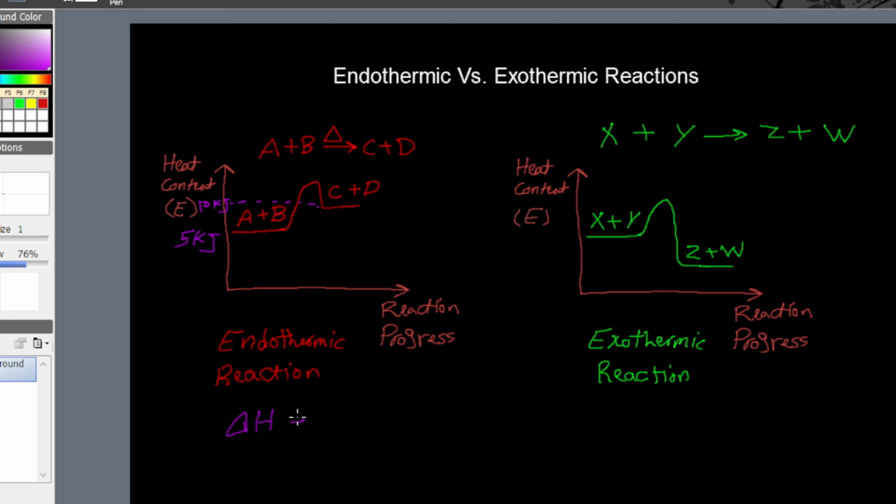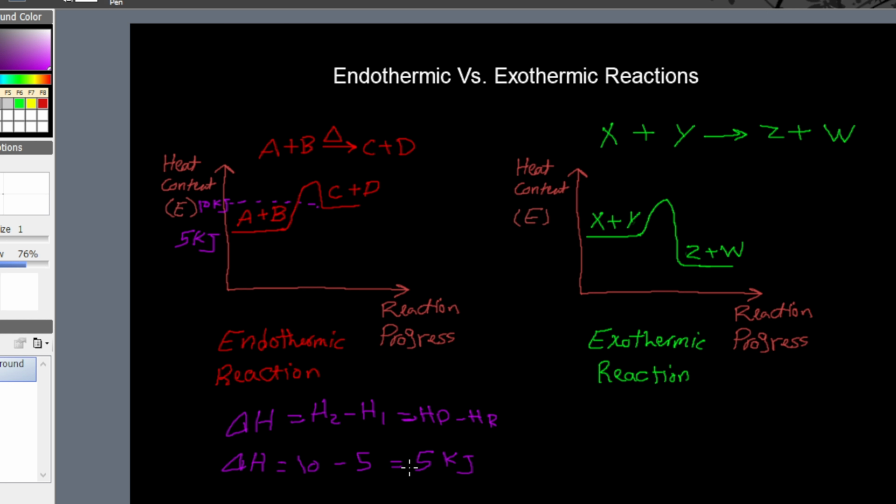So if we were to get the delta H of this reaction, delta H is all about H2 minus H1, or H products minus H reactants, or the heat content of the products minus the heat content of the reactants. So in this case, the delta H would be the energy of the products, 10 kilojoules, minus the energy of the reactants, or the heat content of the reactants, which is 5 kilojoules, then 10 minus 5 is 5 kilojoules, right?